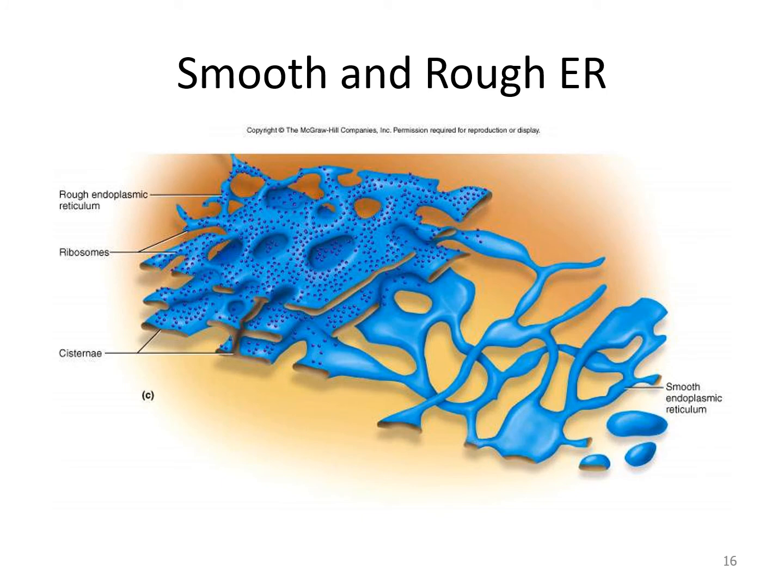So smooth and rough ER, basically a depiction here. Rough endoplasmic reticulum is shown studded with ribosomes, but it is continuous with the smooth ER, so the membrane is continuous.